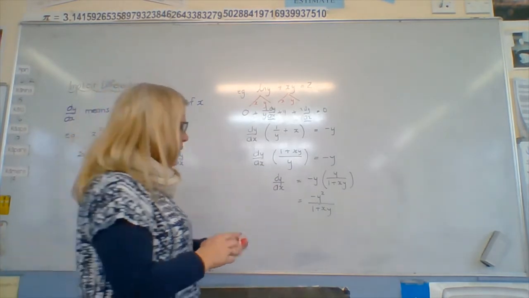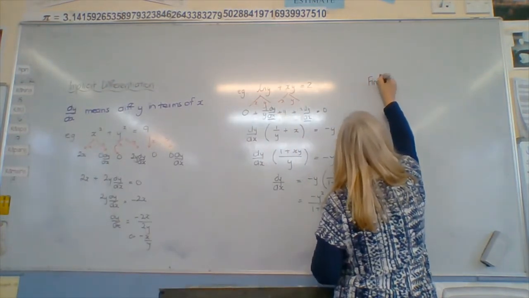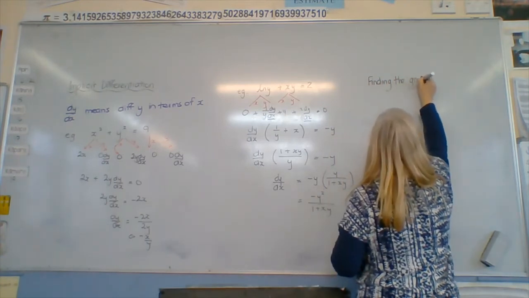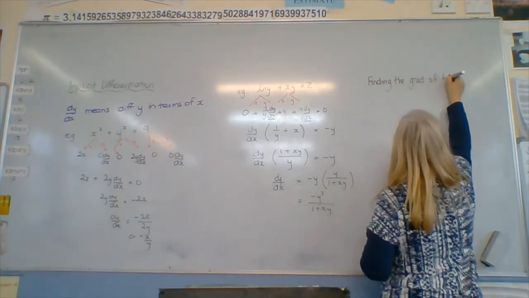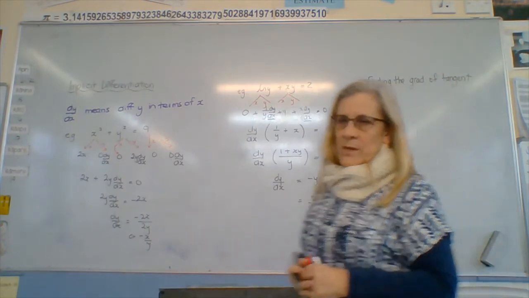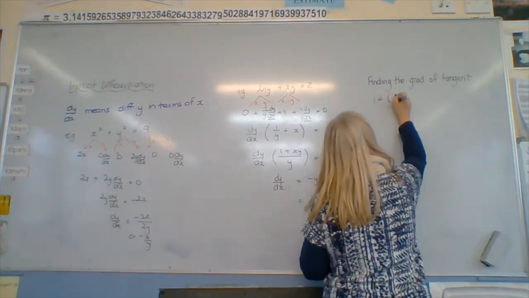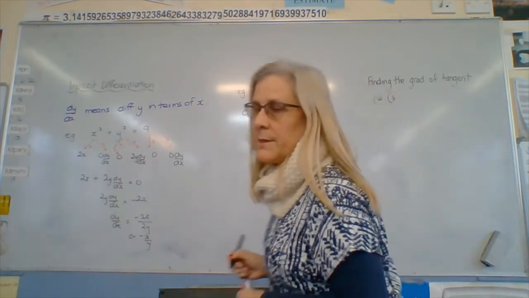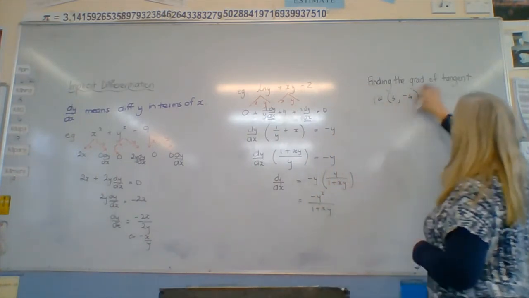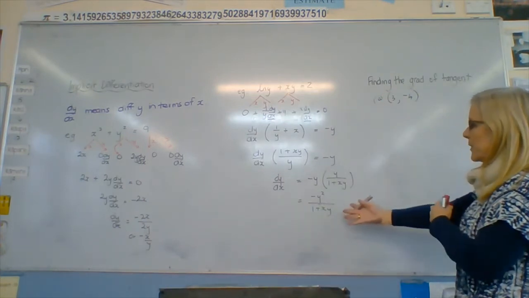If we were finding the equation of the tangent, we would need a point that is on it. I don't know if this is on the curve or not, but we're going to say it is 3, negative 4. To find the gradient of the tangent at that point, which we hope is on that curve, we would put it into here.